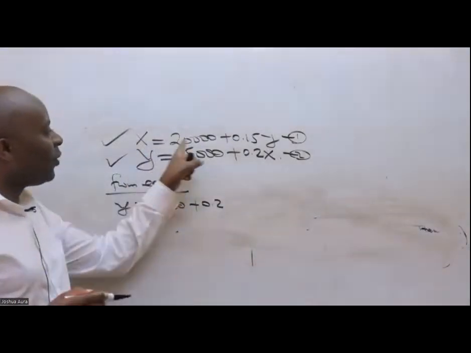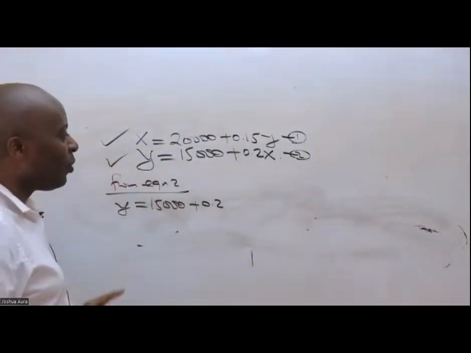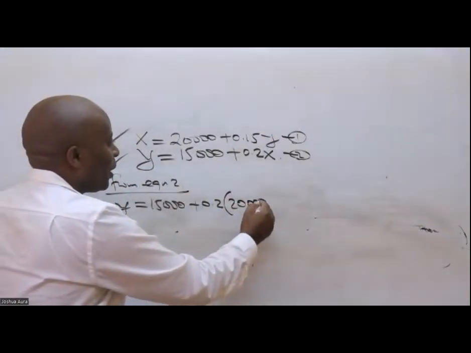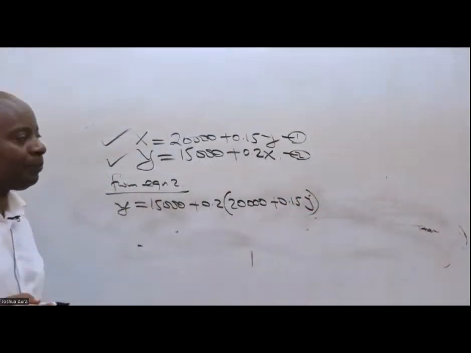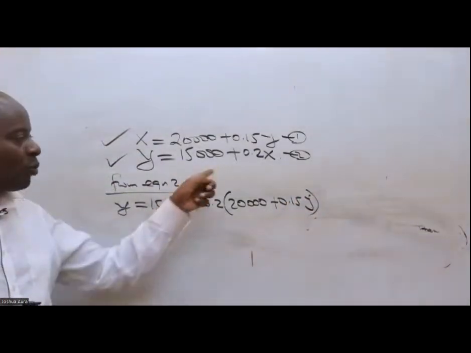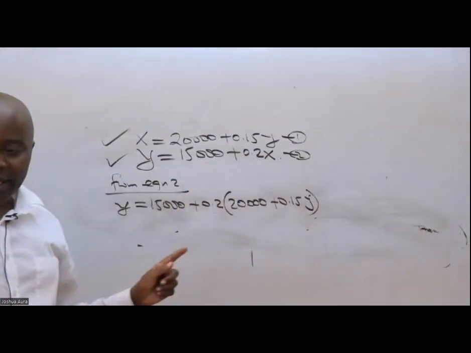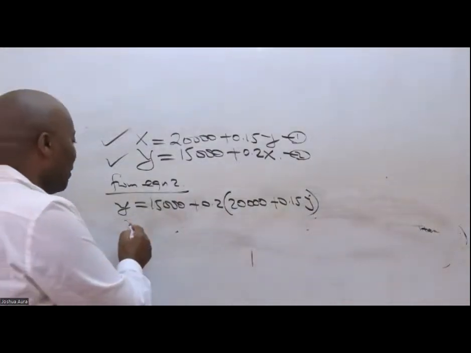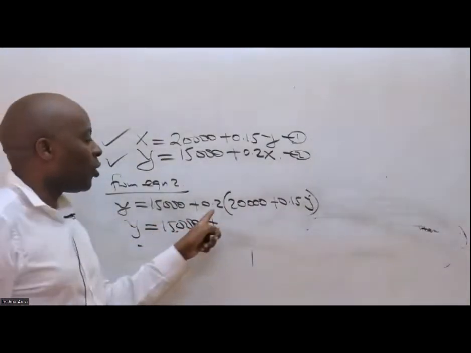But you see, we know the value of X. We know the equation of X. Already they made X the subject of the formula. So instead of writing X here, I'll write inside here 20,000 plus 0.15Y, like that. So 0.2x, but instead of writing X, I write the X equivalent. All right. So then my Y will be equal to 15,000 plus, could you kindly open this bracket for me?